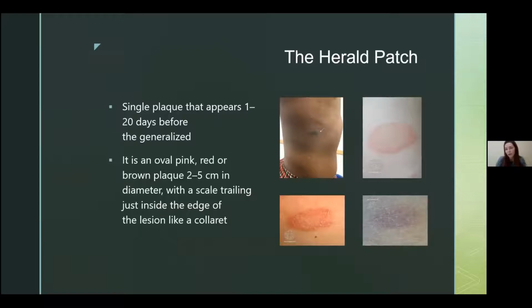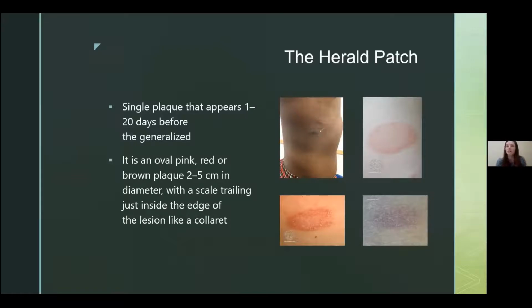So it's important for us to talk about the Herald patch, and you'll hear that term over and over again if you go into medicine, because it's very common. Again, there are certain things that are key terms or keywords that you'll constantly hear and see on exams. And so this is one of them. And that's the single plaque that appears usually a few days before the rest of the rash, but it can be even 1 to 20 days before.